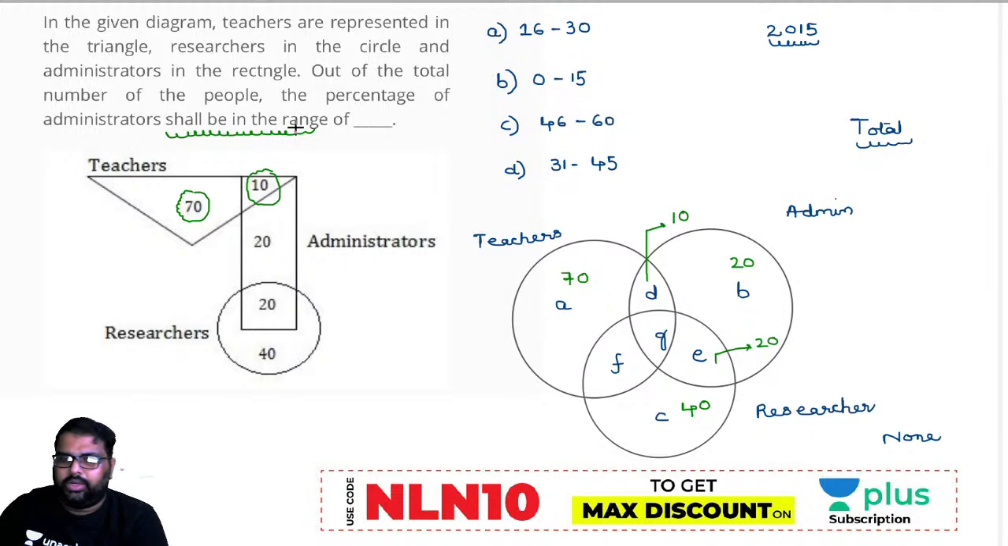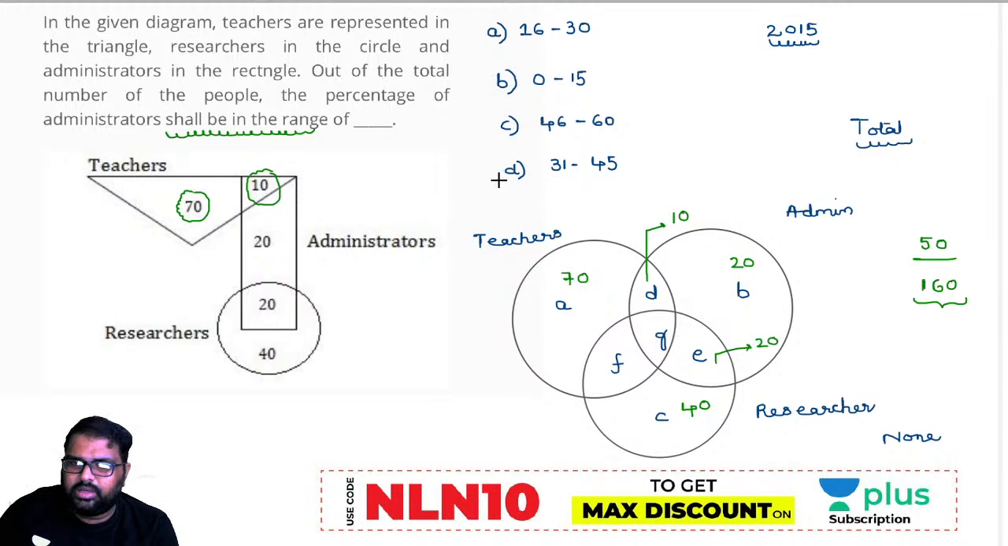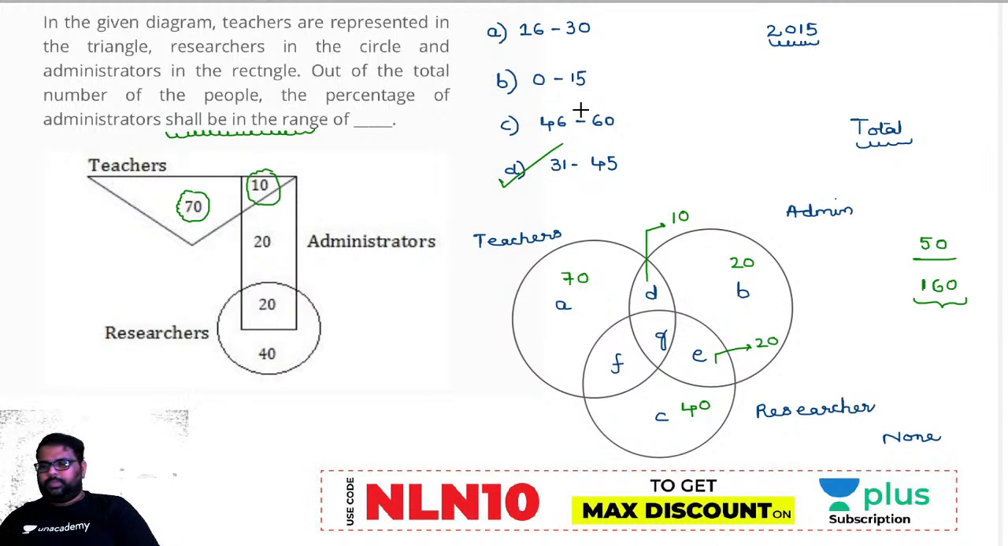Now look here, number of people, the percentage of administrators. How many administrators are there? 20, 40, 50 administrators are there. Now up to now how many people are there? 40 plus 20 is 60, plus 20 is 80, plus 10 is 90, 160. 50 by 160 you will get a value of 31.25 something. So your option is D.